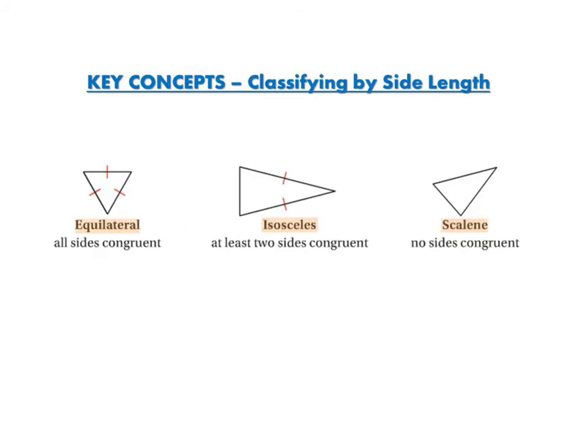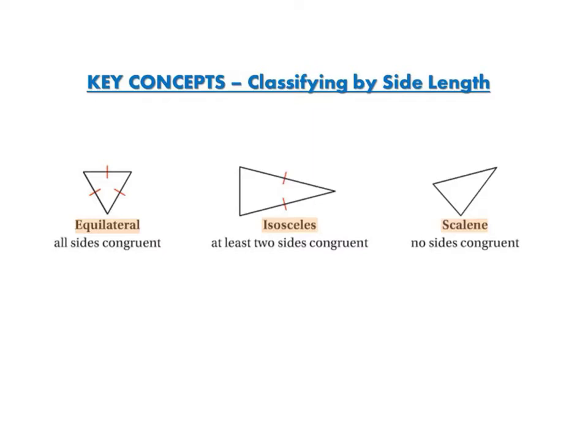Triangles can also be classified by their side length. There are 3 ways to classify them. The first way is an equilateral triangle. Now, every equilateral triangle is also an equiangular triangle. So if you have an equilateral triangle, all 3 sides will be exactly the same length also.